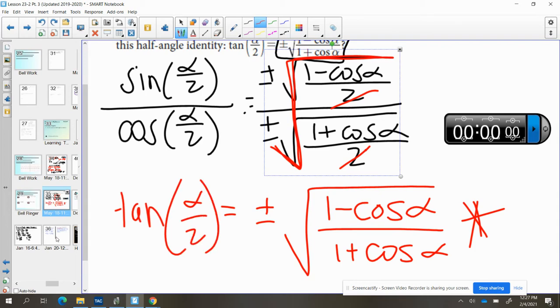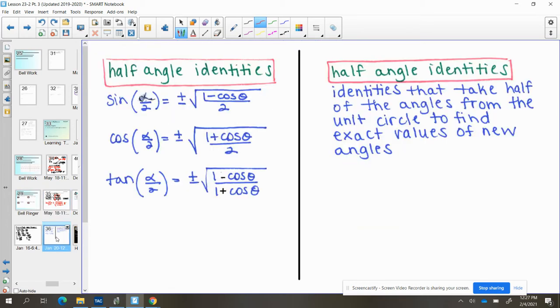In summary, I know that was probably 5 or 6 minutes of listening, but we have our half-angle identities. Again, we can think about values that we know the exact value of, and when we divide them by 2, we can find those values as well using the half-angle formula.